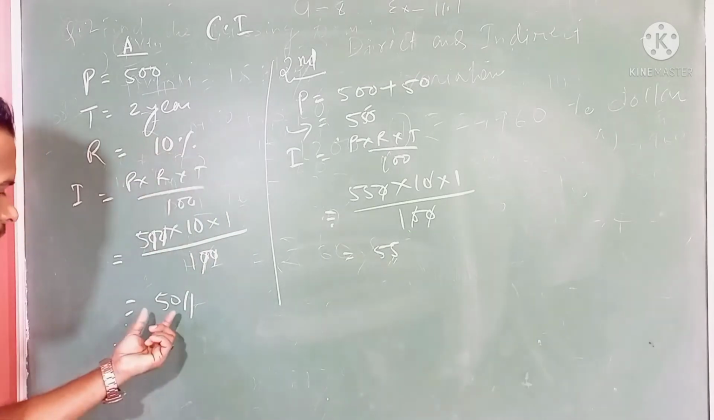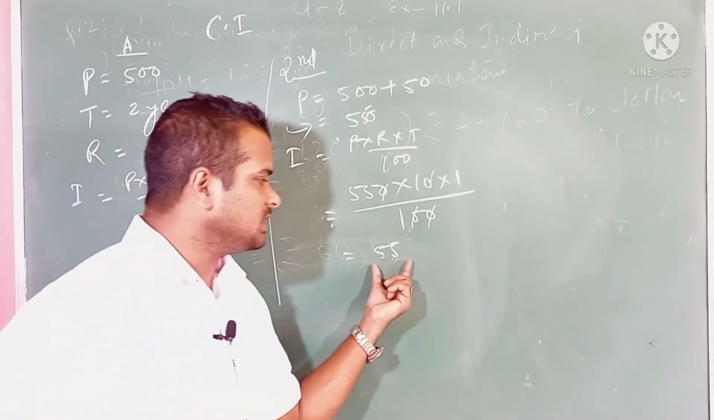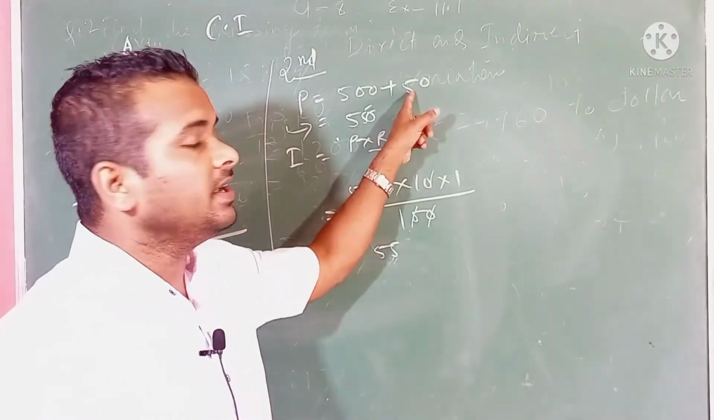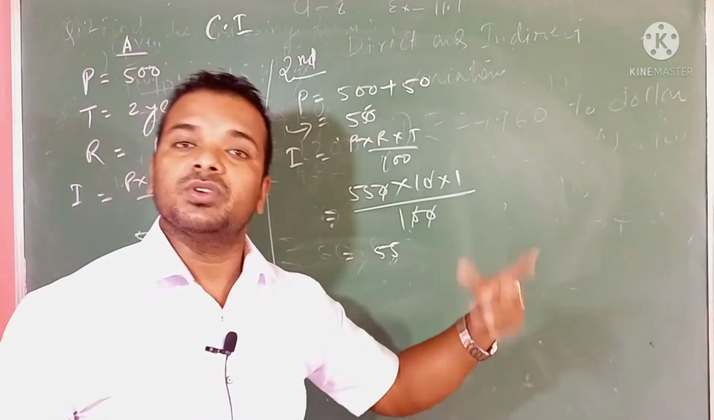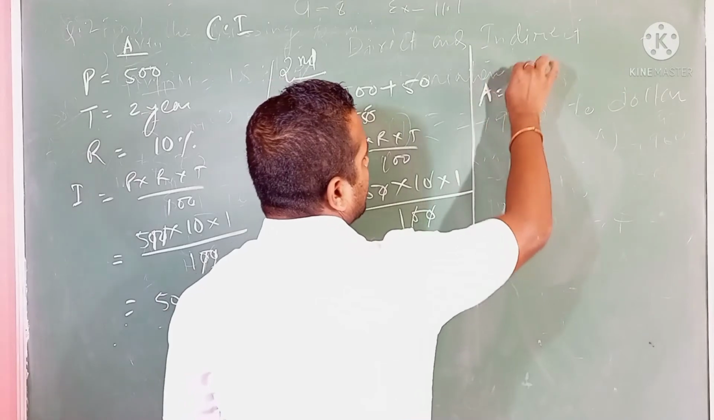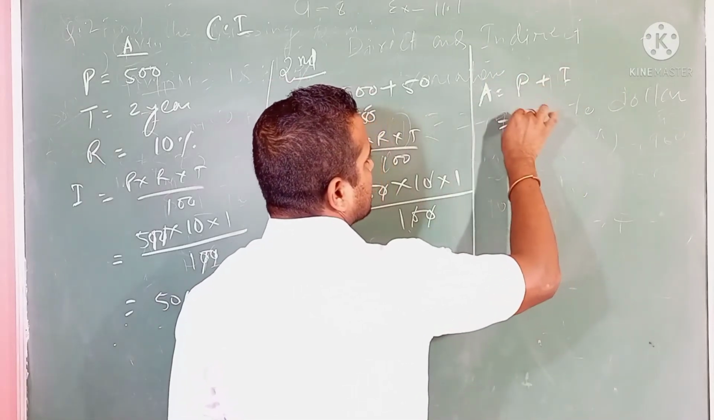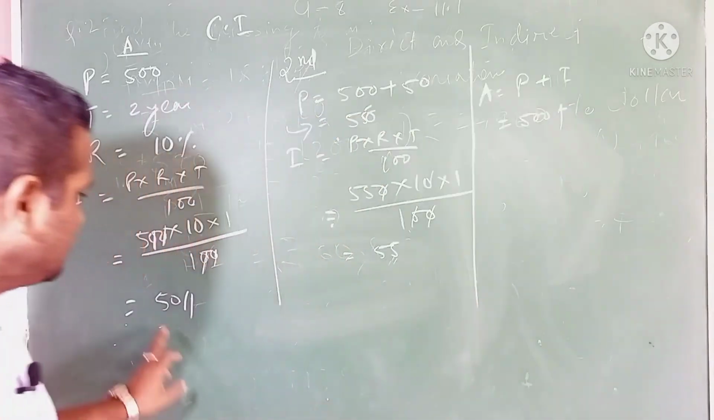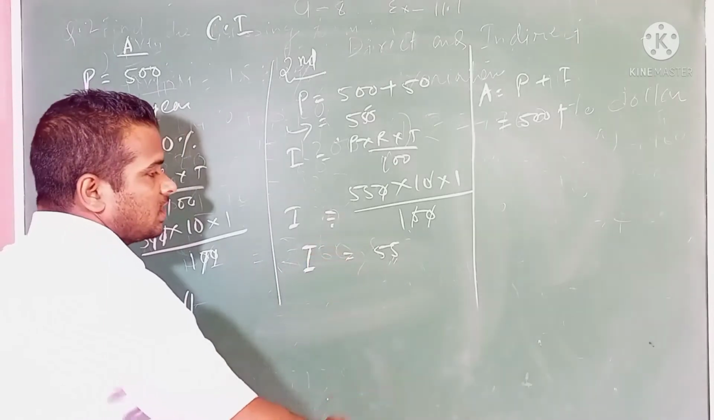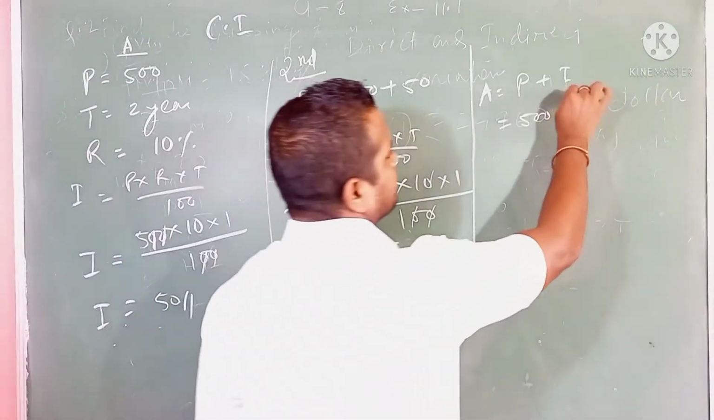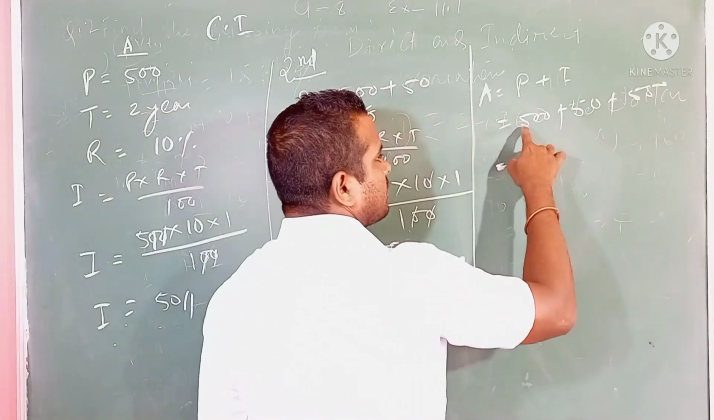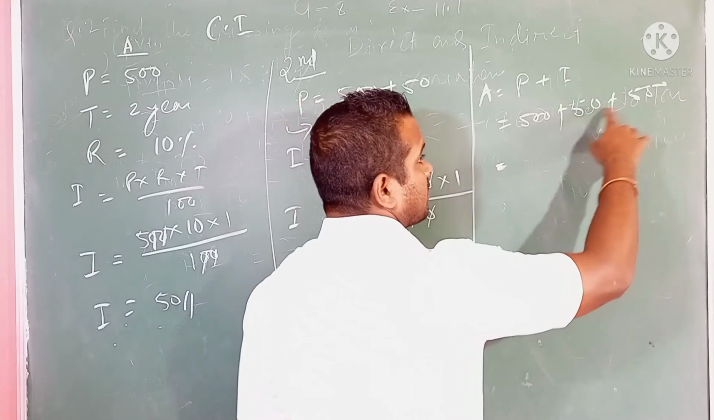So first year interest was how much? 50 rupees, and second year interest how much? 55 rupees. Why the difference? Because this 5 rupees came from interest on interest. That means after 2 years, how much is he going to pay? The amount will be principal plus interest. So principal is 500, and first year interest is 50, second year interest is 55. So 500 plus 50 is 550, plus 55, so 605.